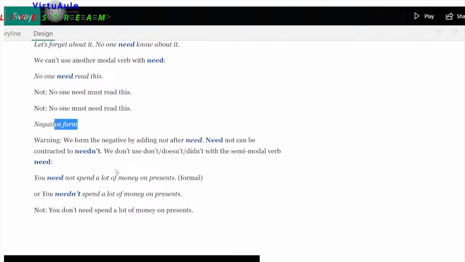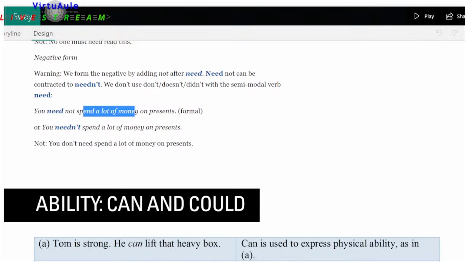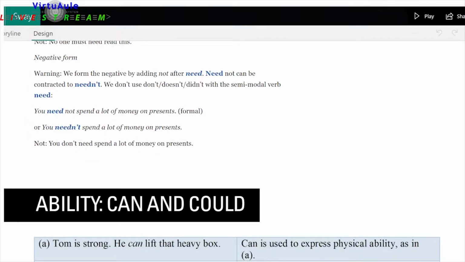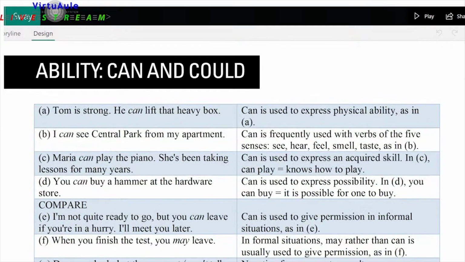The negative form: we form the negative by adding not after need. Need not can be contracted to needn't. You don't use don't, doesn't, didn't with the semi-modal verb. You need not spend a lot of money on presents. Very formal. Or you needn't spend a lot of money on presents. Both of those are possible. It means you don't need to spend a lot of money on presents.